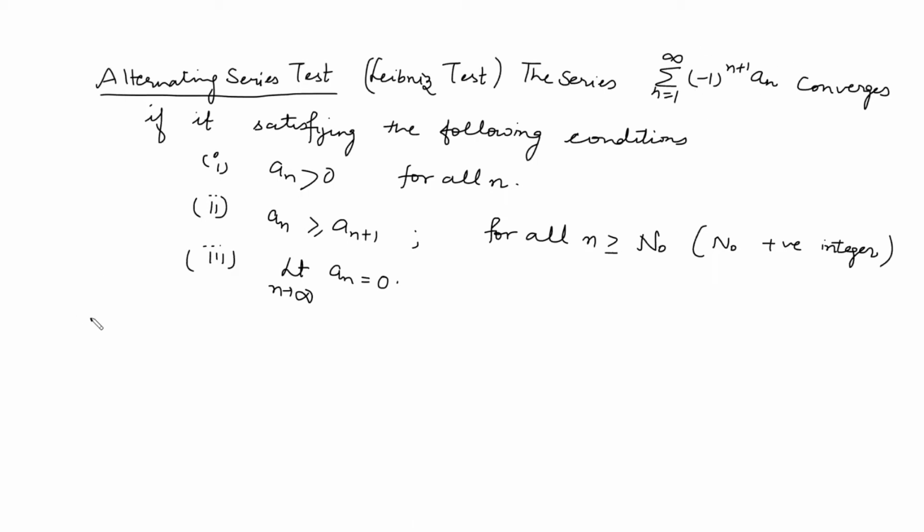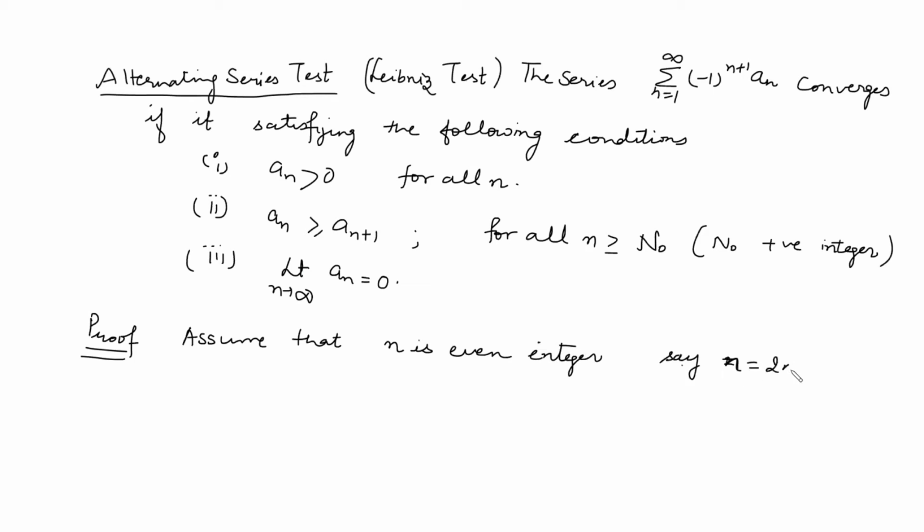Now let's see the proof of this theorem. In the proof we will assume that the sequence terms are decreasing for all n greater than or equal to 1. First of all, we assume that n is even. If n is even, we can put n as 2m, and we can find the sum of the first n terms, meaning the first 2m terms. So this denotes the sum of the first 2m terms.